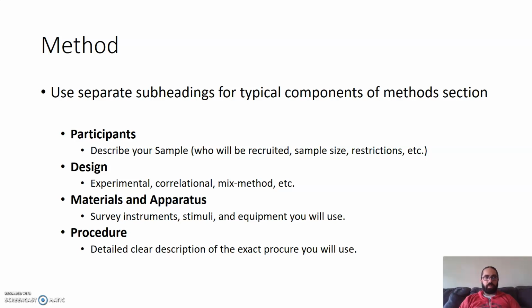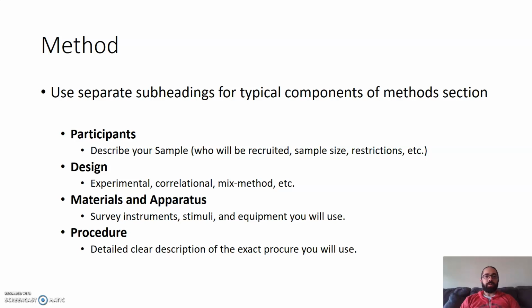Okay, now the next section is the method section. This is similar to a method section that would be included in a research paper. Here you should have separate subheadings for participants, design, materials, and procedure. Your participant section should describe your sample, specifically who will be recruited, how they will be recruited, what the sample size is, what restrictions there are on recruitment, and any other important details about the sample.